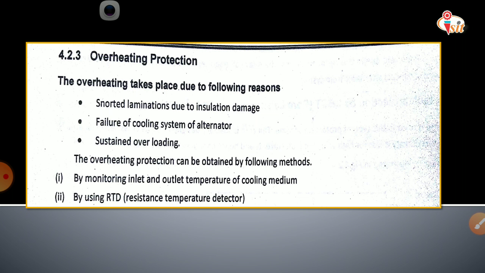So the causes of the overheating are the shorted laminations due to the insulation damage, then failure of the cooling system, and third is the overloading. So we have to provide the protection against this overheating by using two methods. In that the first method is monitoring the inlet and outlet temperature of the cooling system.